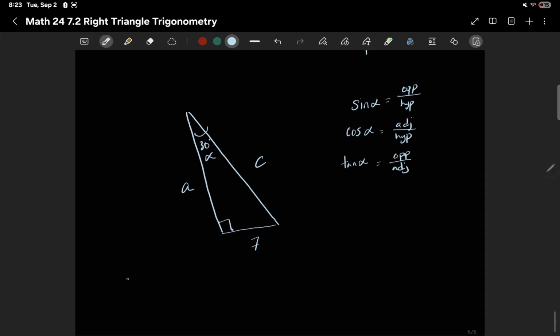So what we're going to be saying is sine of alpha, which is sine of 30 degrees, in our case, should be equal to the opposite side over the hypotenuse. If this is our angle of 30 degrees, then our opposite side is equal to 7. Our adjacent side is the letter A, and we don't know what it is. And our hypotenuse is unknown to us as well, and that's equal to C.